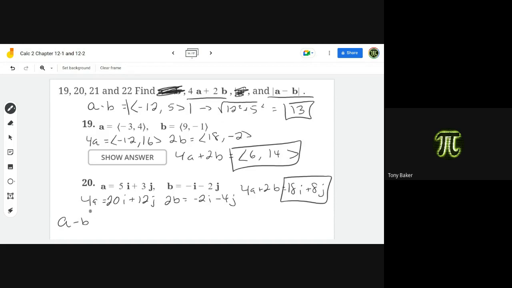For your magnitude, we have to subtract them first. So we've got 5 minus a negative 1, which is 6i, and 3 minus a negative 2, so it's 5j. And then we find the magnitude of that. So it's the square root of 6 squared plus 5 squared. 36 plus 25 is the square root of 61.